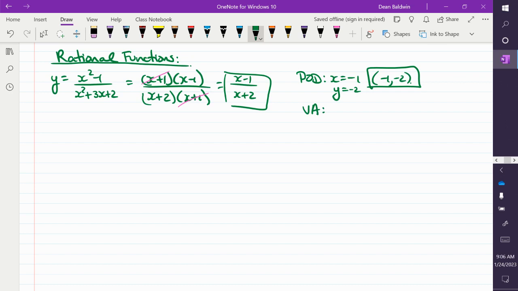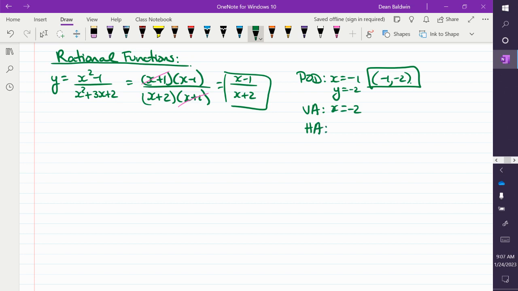Vertical asymptote. How do you find the verticals? Whatever makes the denominator 0 after you've canceled the POD, or the POD, I guess, yeah. So x is equal to -2.